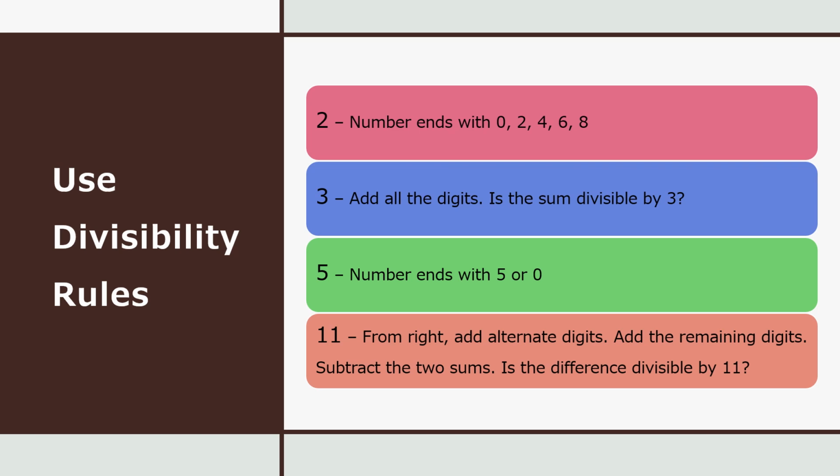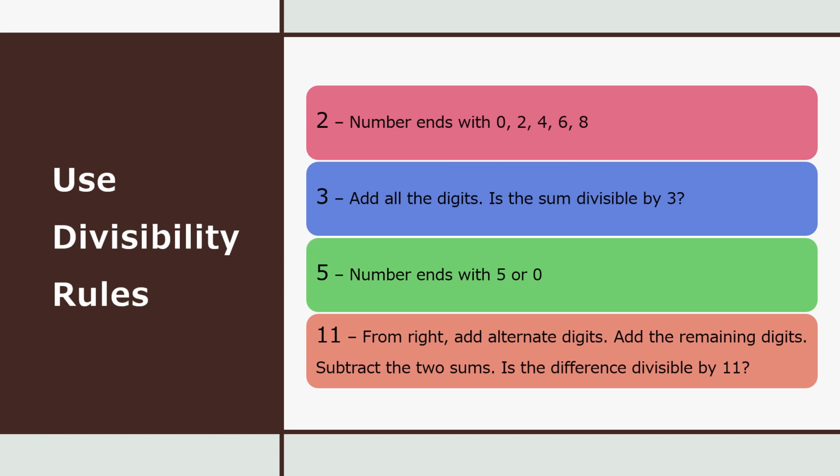Do you remember the rules? A number is divisible by 2 if it ends with 0, 2, 4, 6 or 8. How do we find out if a number is divisible by 3? We add up all the digits. If the sum of the digits is divisible by 3, then the number is also divisible by 3. A number is divisible by 5 if it ends with 5 or 0.